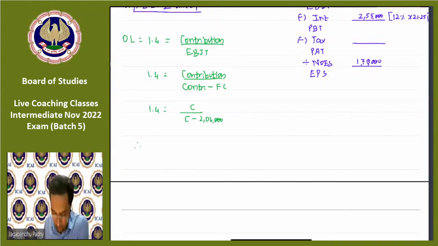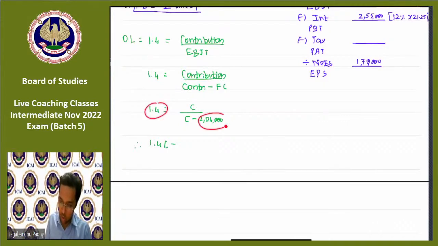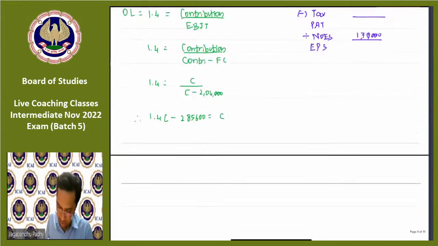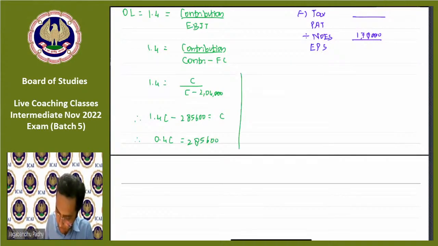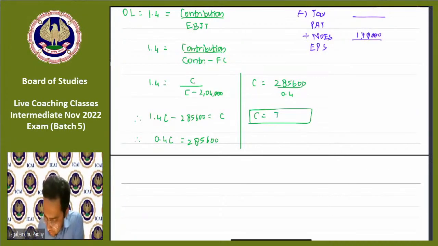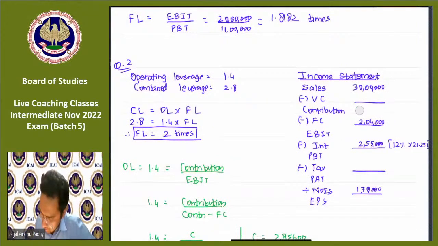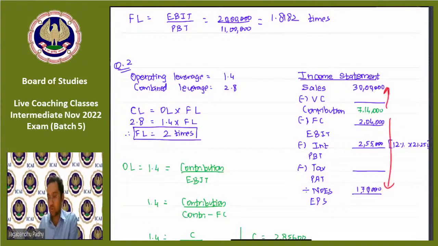Therefore, if you multiply it, you get 1.4 contribution minus 1.4 into 2,04,000, which is 2,85,600, equal to 0.4 contribution. The contribution will be 2,85,600 divided by 0.4, so we get the contribution as 7,14,000. We can write out the contribution as 7,14,000.